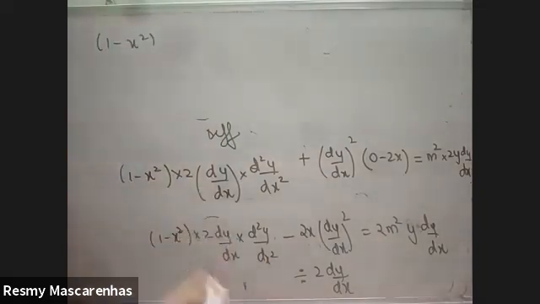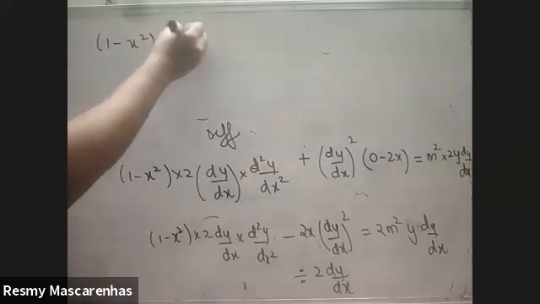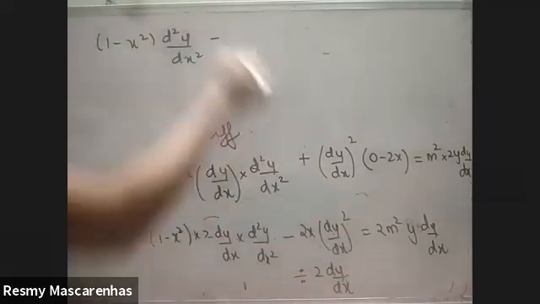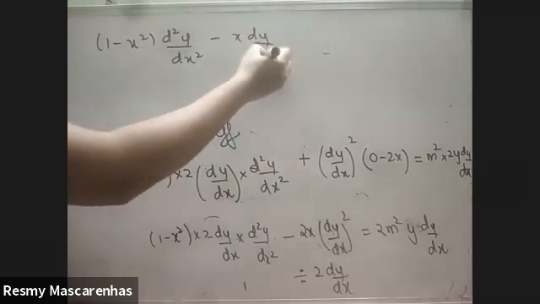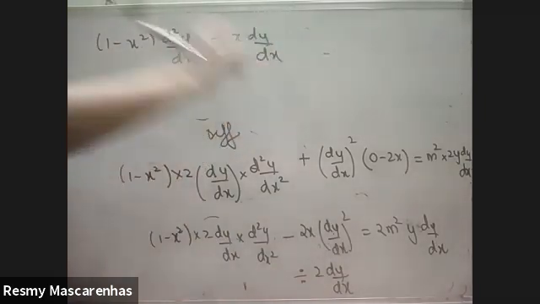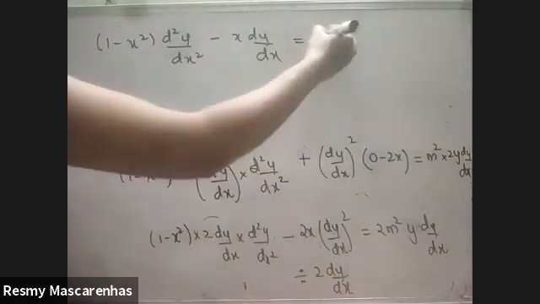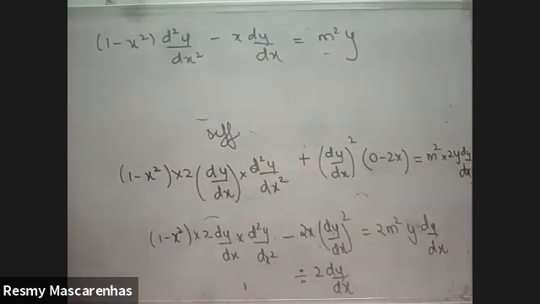So 2 dy by dx is gone. So what remains is, again here 2 and 1 dy by dx is gone. So only out of the square, only 1 will remain. 2 and dy by dx is gone. So only m square y remains. And that's what has been asked.